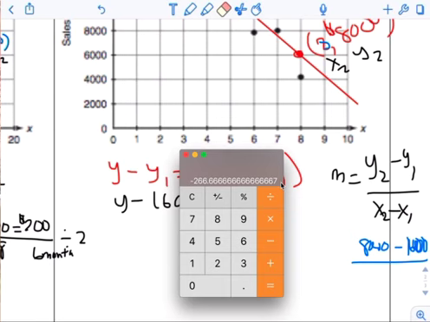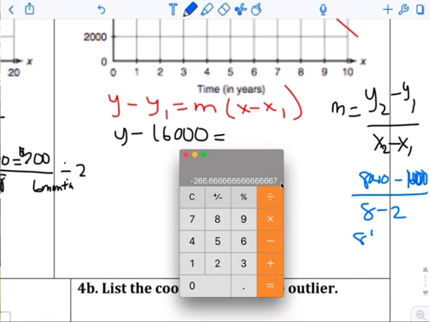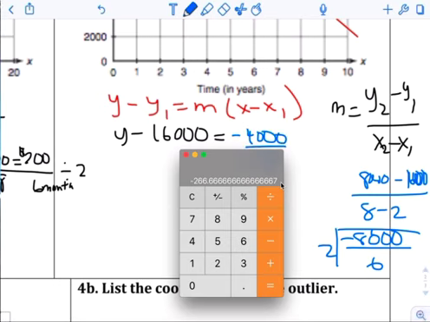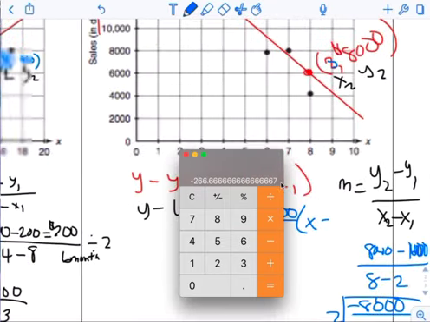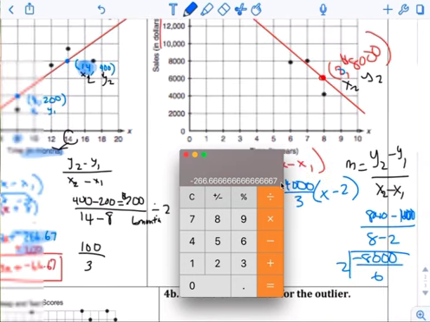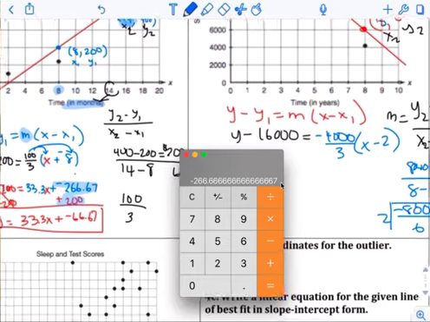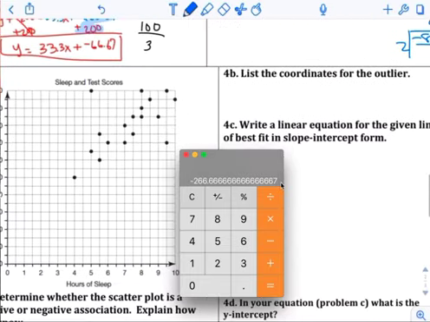2 minus 2 is 0. Doesn't make sense. 8 minus 2. So you get negative 8,000 over 6. Let's see, can it be reduced? No. Divided by 3? No. Divided by 2? Divide both of them by 2, you get negative 4,000 over 3, x minus x sub 1, which is 2. I'm going to use decimal, that's all. I'm going to get a decimal answer. Okay? Finish it.